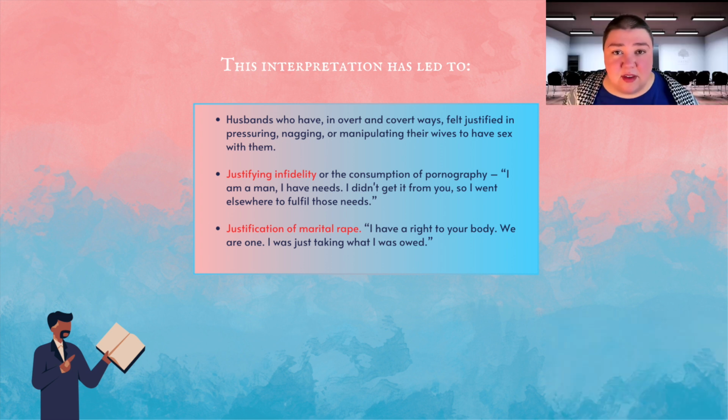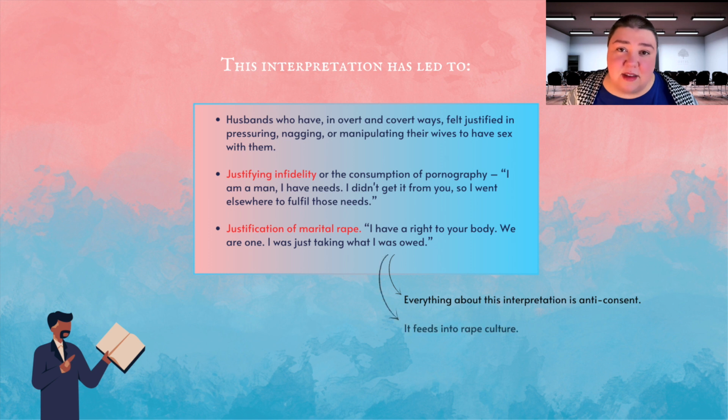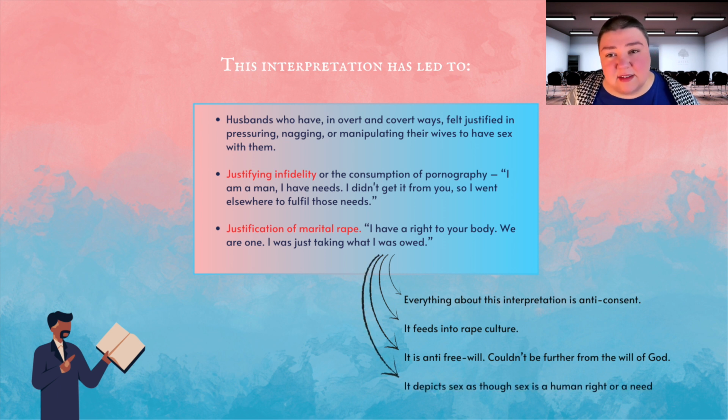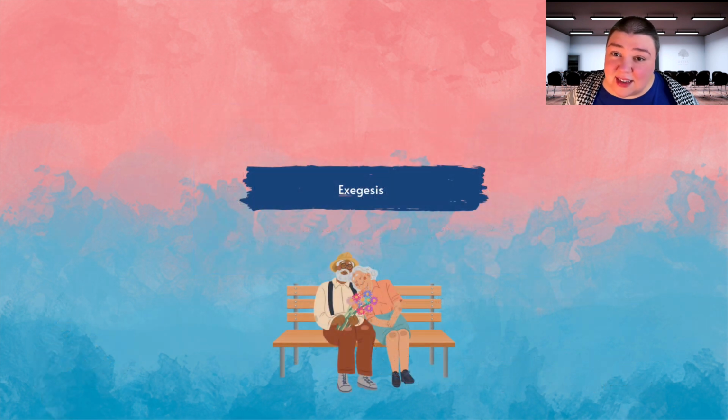Everything about this interpretation is anti-consent. It feeds into rape culture. And it is therefore also anti-free will. And that couldn't be further from the will of God. It depicts sex as a human right or a need, and this verse is used as biblical evidence that spouses may not deny each other sex whenever their partner desires it. Now, let's have a closer look at the real meaning of this text.